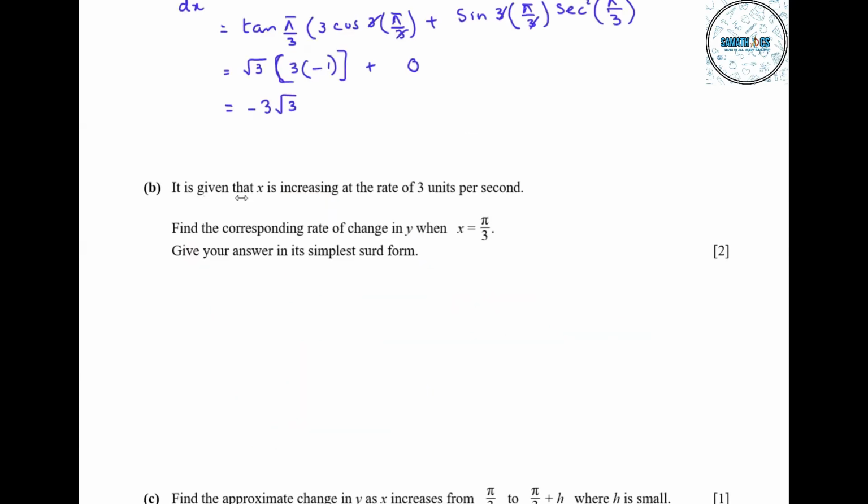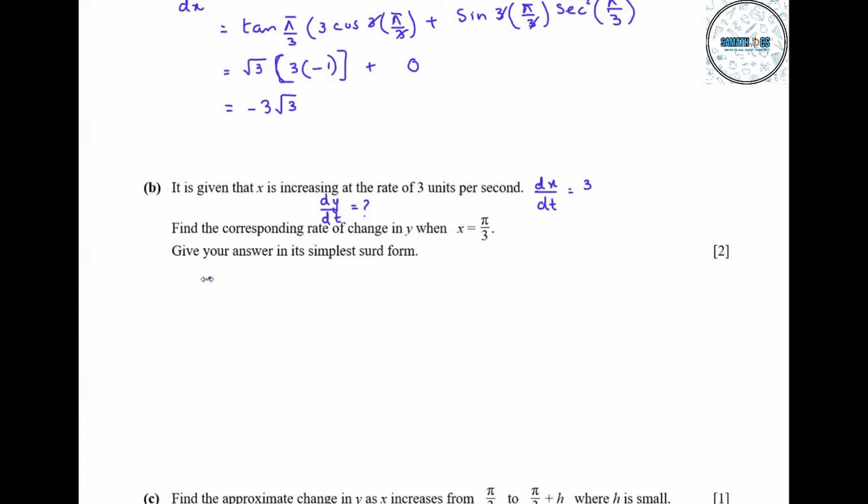B part, it is given that x is increasing at the rate of 3 units per second. So it means that dx upon dt is given, which is equal to 3. Find the corresponding rate of change in y when x is equal to pi upon 3. So rate of change in y means we have to find out dy upon dt.